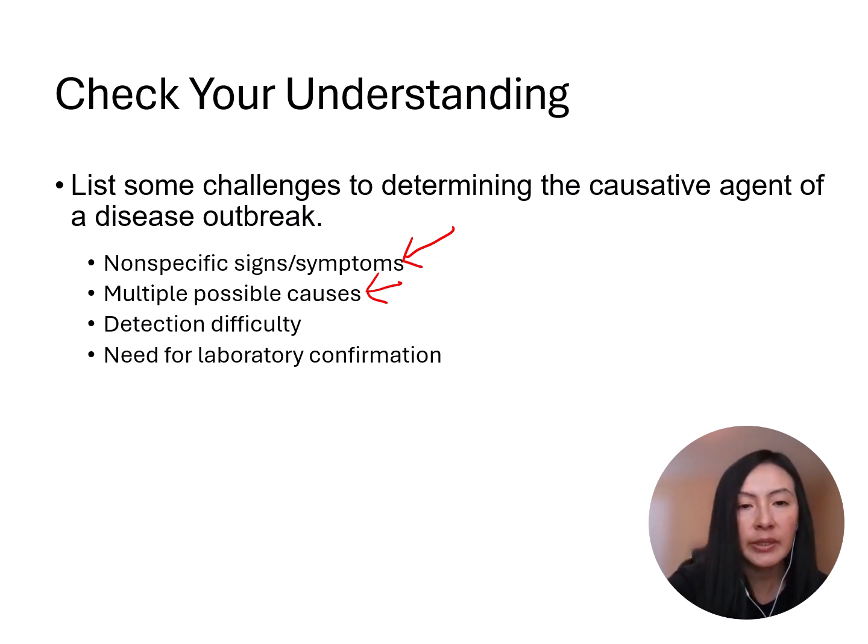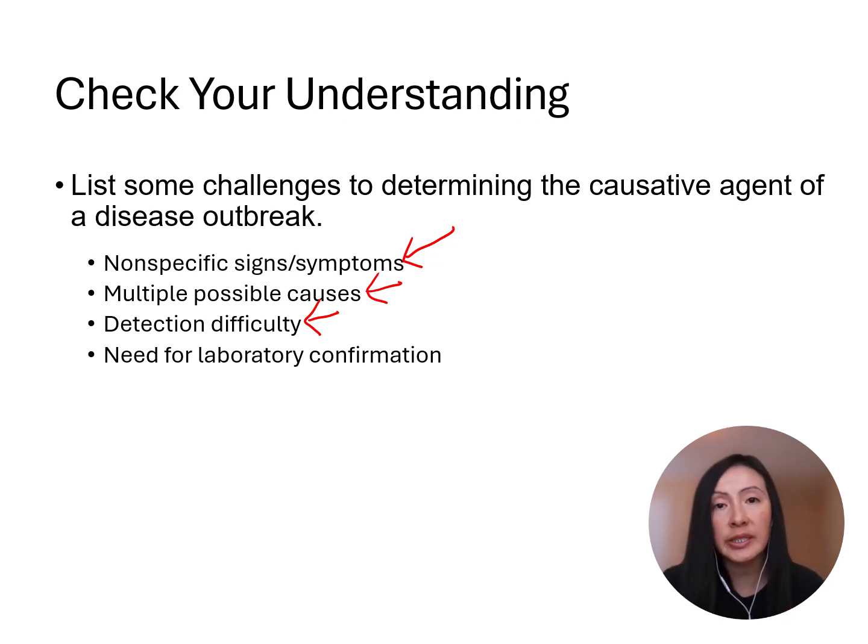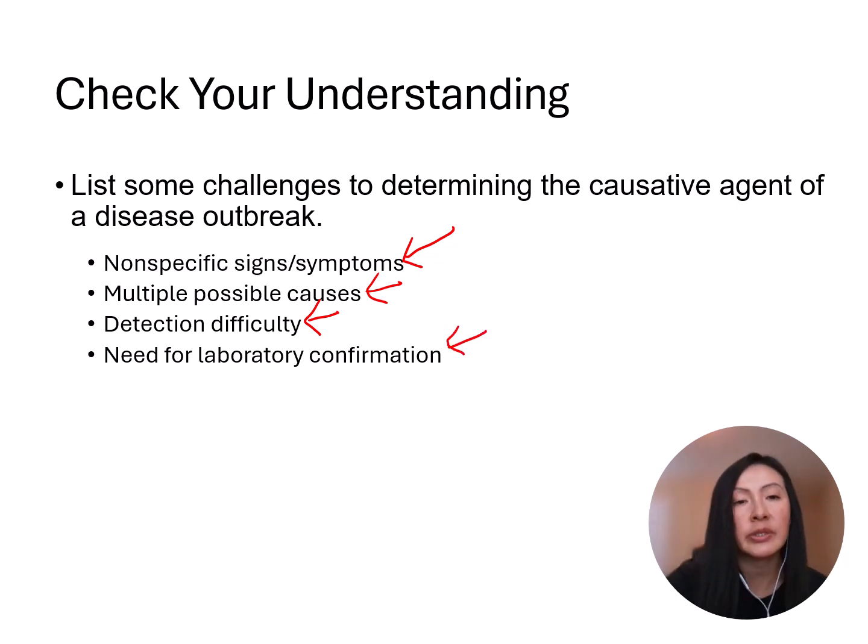For the third one, there could be detection difficulty. Some pathogens are hard to isolate or hard to identify early in an outbreak. And then sometimes, or most of the time, we also need laboratory confirmation. So epidemiological data alone cannot prove causation. So outbreak investigations always rely on a combination of clinical interviews, lab tests, and pattern recognition.